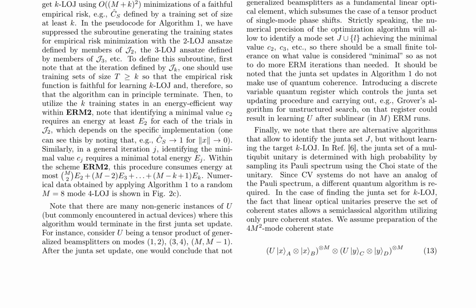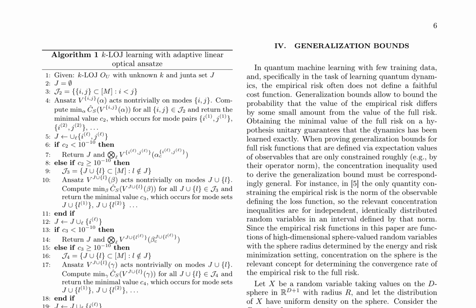Alternative algorithms for identifying the junta set J without learning the target KLOJ are also discussed, including a semi-classical algorithm utilizing only pure coherent states, suitable for continuous variable systems. An algorithm for KLOJ learning with adaptive linear optical ansatz is presented. The algorithm iteratively updates the junta set, initially empty, based on CV swap test results between modes A and B, and C and D.